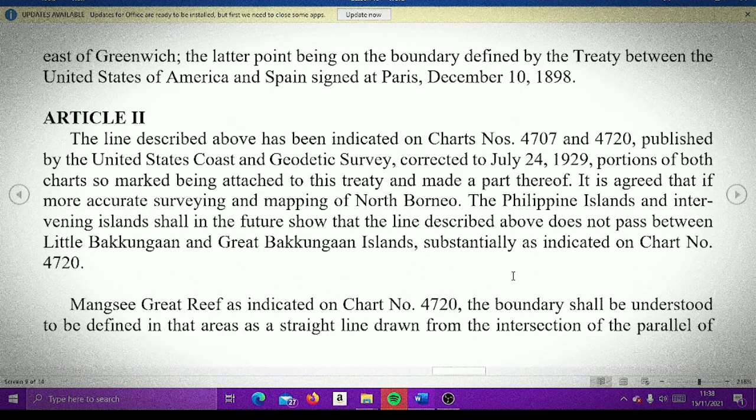Article 2. The line described above has been indicated on charts number 4707 and 4720, published by the United States Coast and Geodetic Survey, corrected to July 24, 1929, portions of both charts so marked being attached hereto and made a part hereof. It is agreed that if more accurate surveying and mapping of North Borneo, the Philippine Islands and intervening islands shall in the future show that the line described above does not pass between Little Bakungan and Great Bakungan Islands, substantially as indicated on chart number 4720.